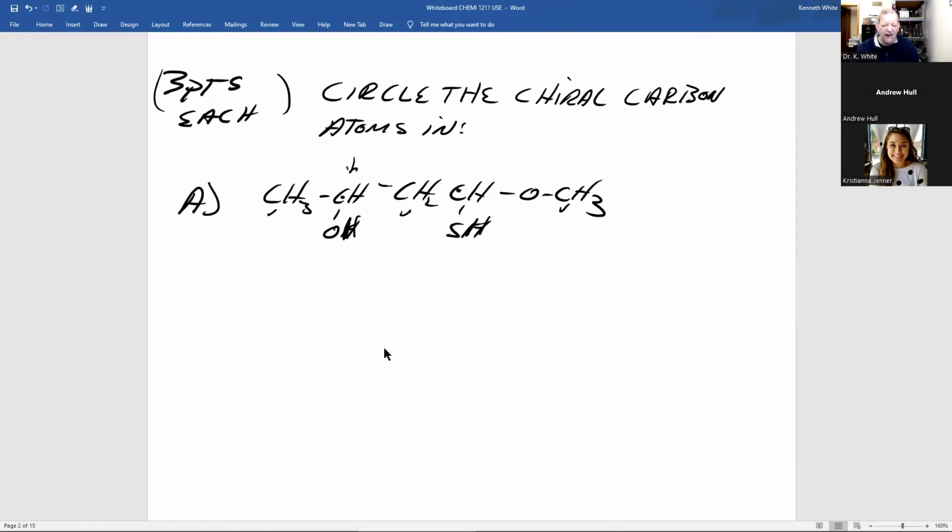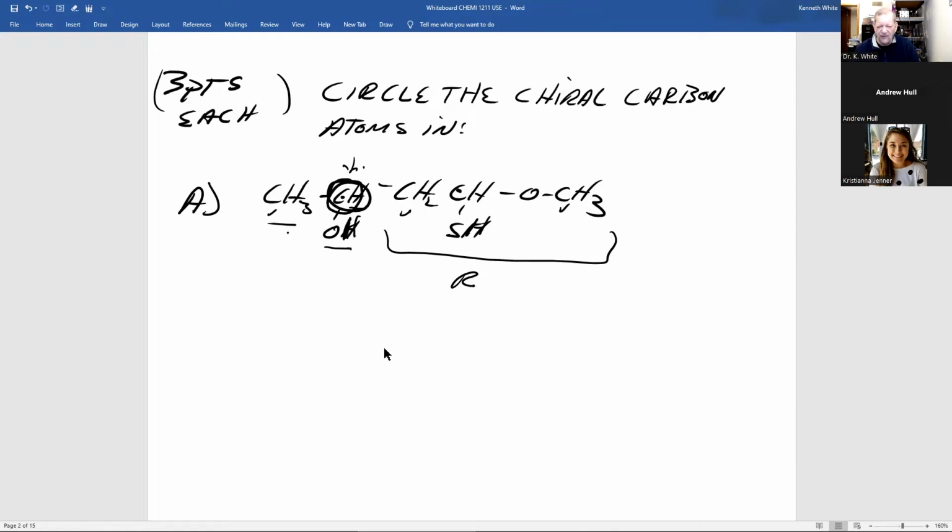If we look at this carbon, it has a hydrogen, hydroxyl group, methyl, and this I'll call R. So that's hydrogen, hydroxyl group, methyl, R. They're all different. So it has four different things, which means it can have four different groups, four different atoms, or in this case, a combination of four different groups and atoms. And because of that, this is chiral.